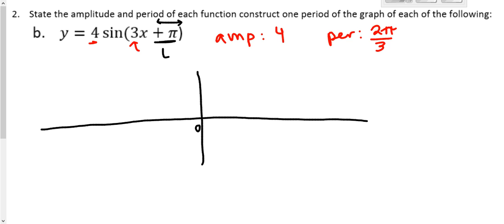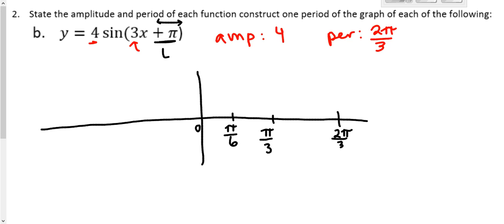So usually when we're drawing the first period, we start at 0. We draw the end of the period, which is 2 pi over 3. Divide that in half, so it's multiplying the denominator by 2, which would cancel the 2 out top. So it's just pi over 3. 2 pi over 3, half of that is just pi over 3. And then half of pi over 3 is pi over 6.